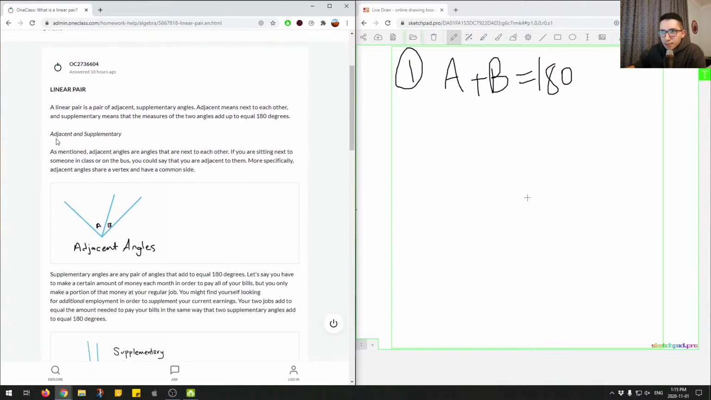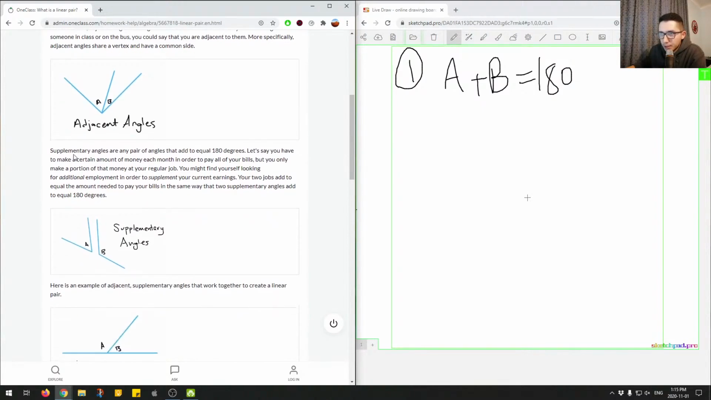Adjacent angles are angles that are next to each other. If you are sitting next to someone in class or on the bus, you could say that you're adjacent to them. More specifically, adjacent angles share a vertex and have a common side. Here they're showing the definition of an adjacent angle. You can see that these two angles, angle A and angle B, are next to each other, and in this scenario, it's a 90-degree angle. Later on, we'll describe what a linear pair is.